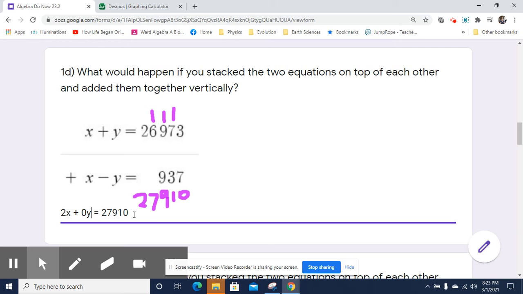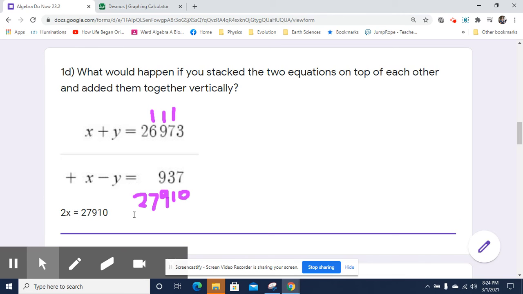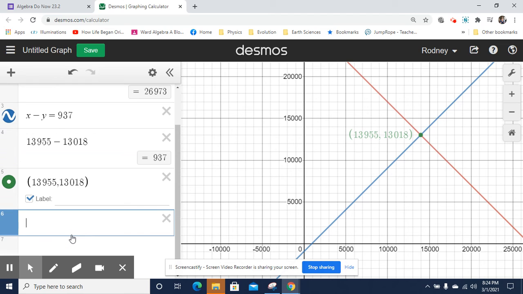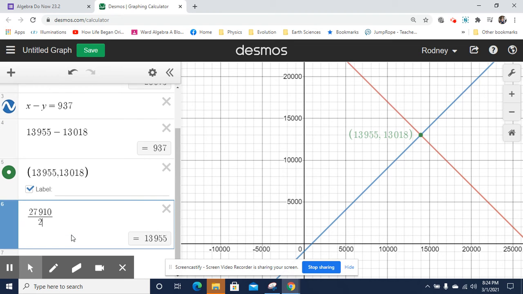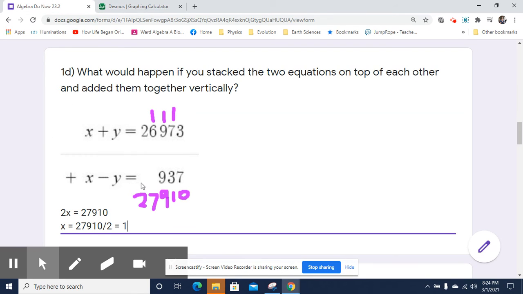Now, it's kind of cool because now I can just make this 0 go away. And I could actually divide both sides by 2. So x would equal 27,910 divided by 2. Well, let's see what that is. Go to Desmos, let it do the thing. 27,910 divided by 2. Oh, look at that. It's 13,955, the same number we just got. So x is going to equal 13,955.